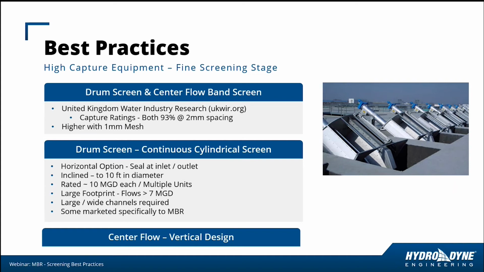So in considering the drum screen first, the drum screens are generally called horizontal options. So we have a seal at the inlet and the outlet. There are no intermediate seals with the drum screens.